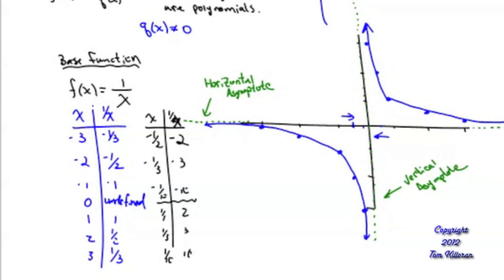Horizontal asymptotes can be crossed. Vertical asymptotes cannot be crossed, because they would create a point of undefinedness, and we can't do that. So vertical asymptotes are very rigid. You cannot cross them. You can cross a horizontal one, which makes it interesting.